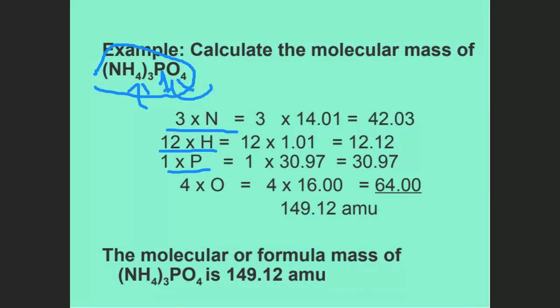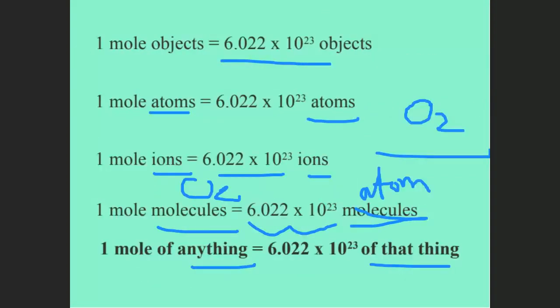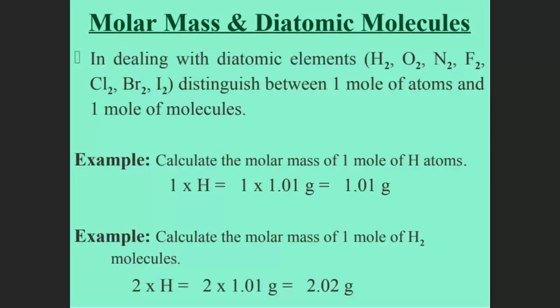4. And also remember, here we are not going to use the atomic number. We are going to use the atomic mass, and that is this number. Proton plus neutron number together is called the atomic mass number. So now we are very clear about it. Let's move on. Molar mass and diatomic molecules.